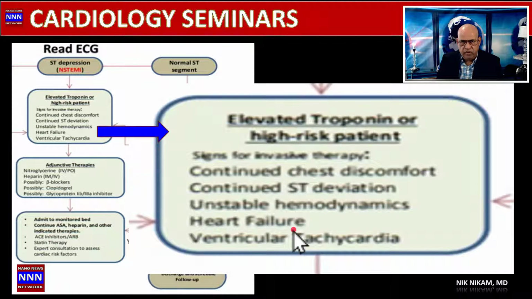Any evidence of a heart failure needs to be taken into consideration. Anytime we are dealing with a patient with ischemic heart disease, we need to think about ectopic beats, ventricular ectopic beats, PVCs, short runs of VTAC, things like that.